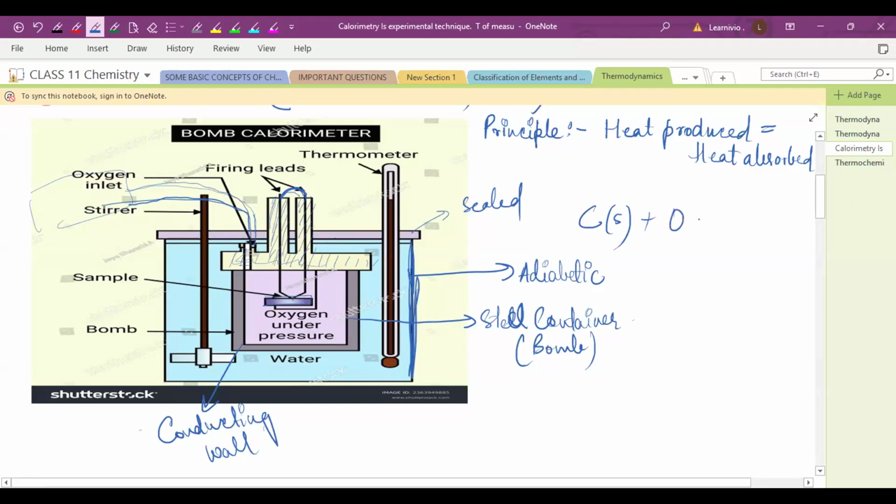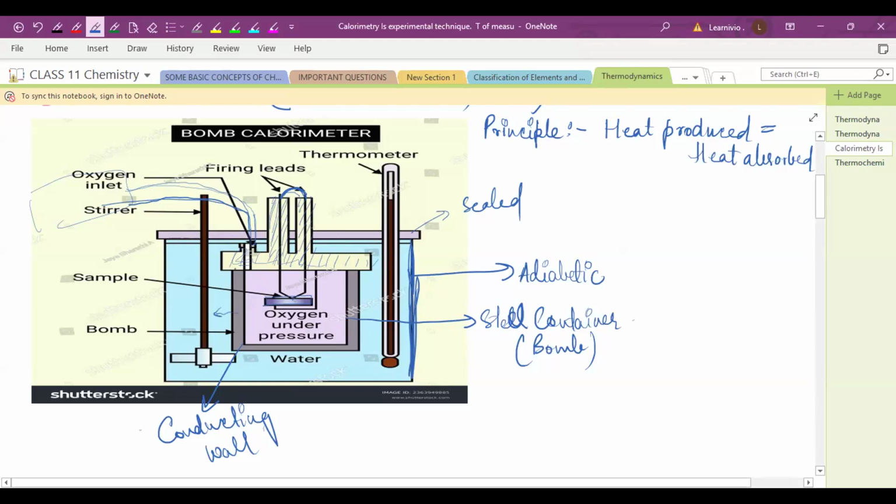So carbon will react with oxygen and form carbon dioxide. What happens when this ignites? Some reactions happen, and due to that reaction, heat is evolved. Heat must be evolved during the reaction. When the combustion reaction happens with any fuel, suppose carbon, carbon when burned produces some energy, some heat. So heat is evolved during this reaction, which is transferred to the water.